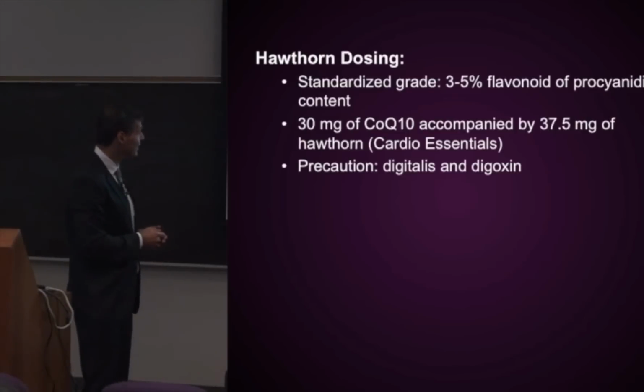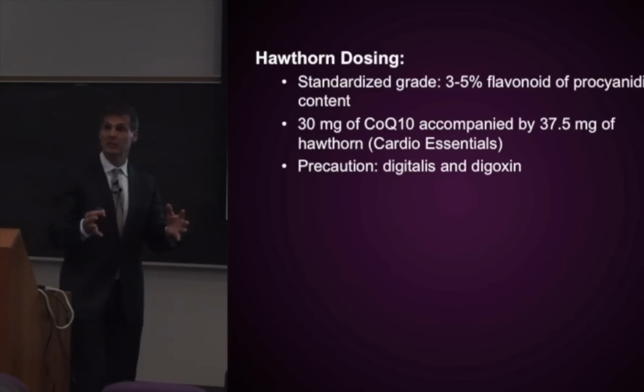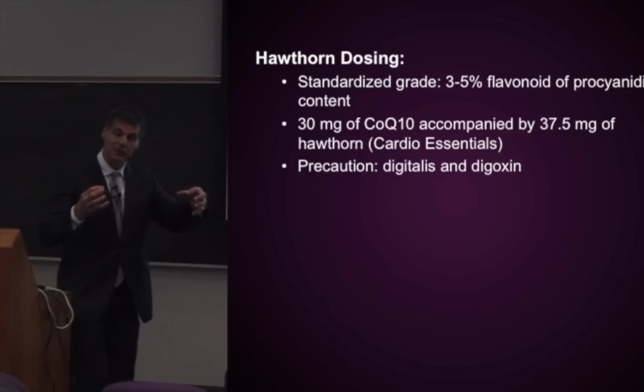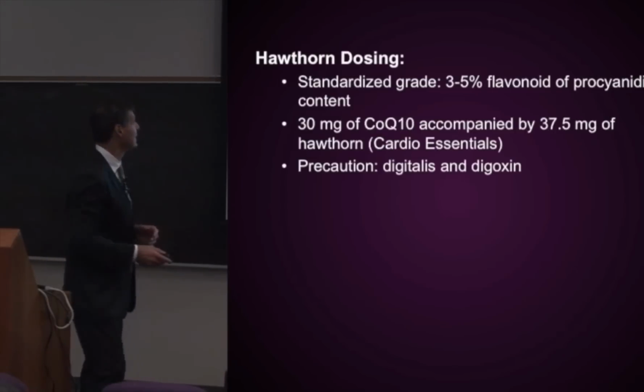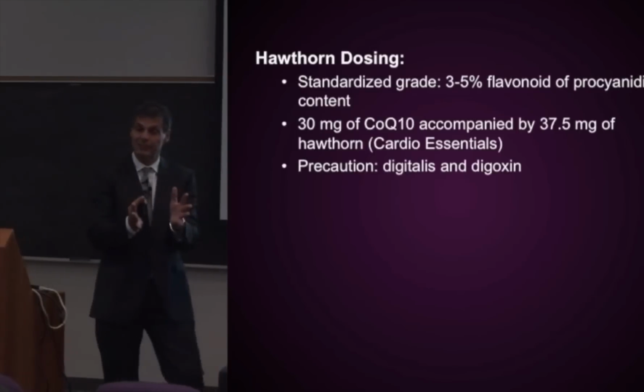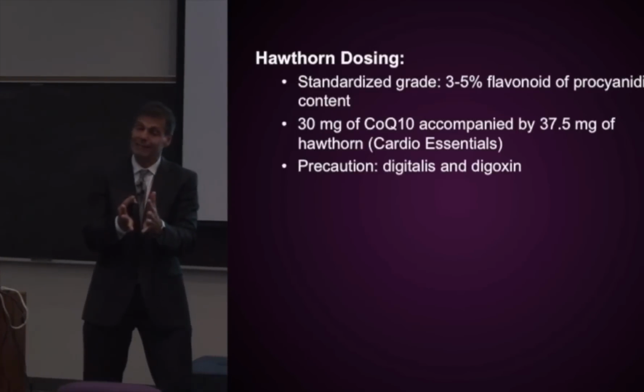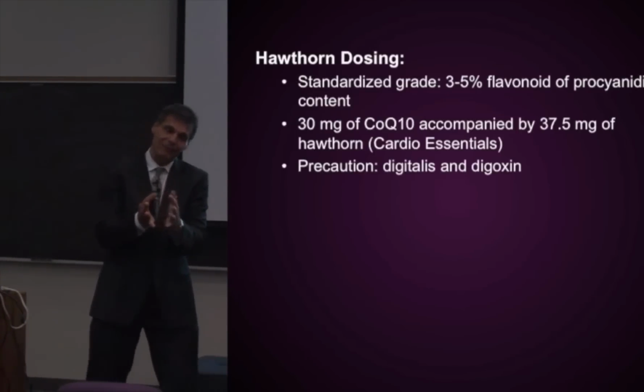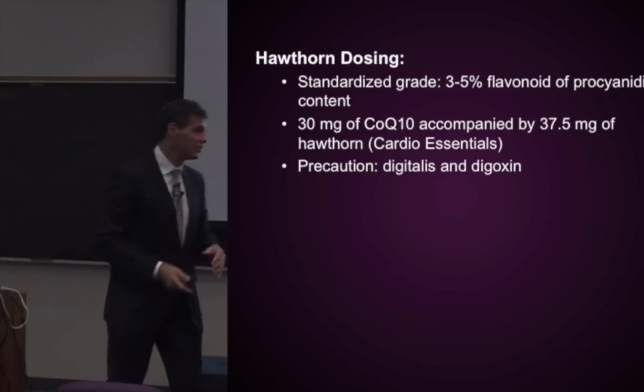But again, you couldn't give that supplement to somebody on digitalis or digoxin, because Hawthorne and digitalis can't be used together. So the way that I use this Cardio Essentials, I put CoQ10 in there with the Hawthorne. I also added more quercetin, because quercetin decreases inflammation in the blood vessel wall, which also has an anti-vascular disease effect. So I put those three together.